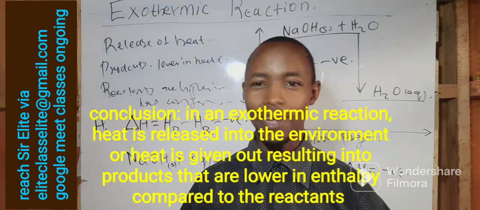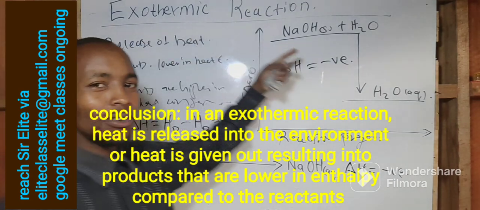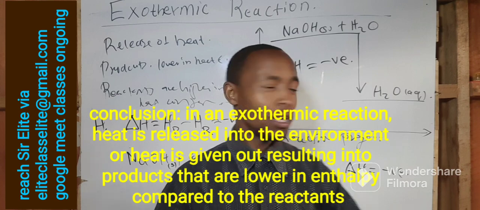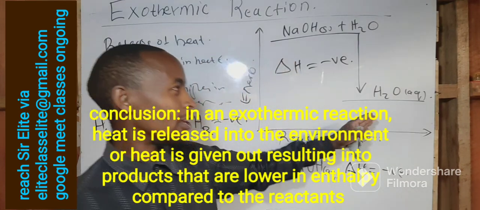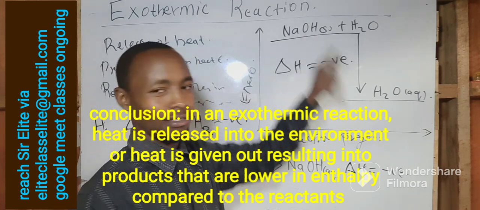So in conclusion, we can easily say that in exothermic reaction, heat is released into the environment, or heat is given out, resulting in products that are lower in enthalpy compared to the reactants.